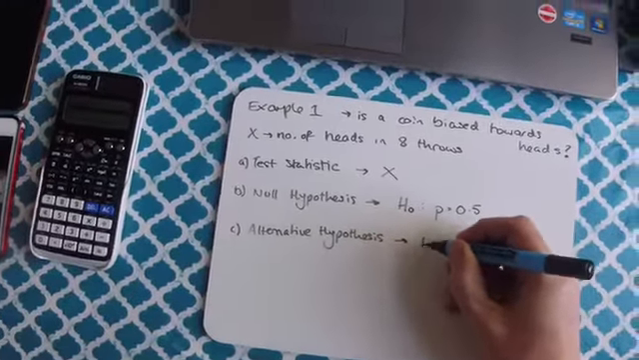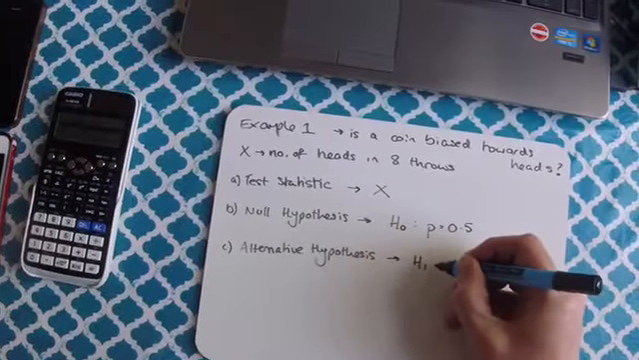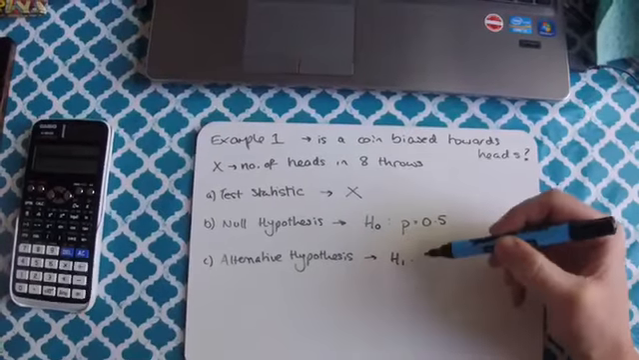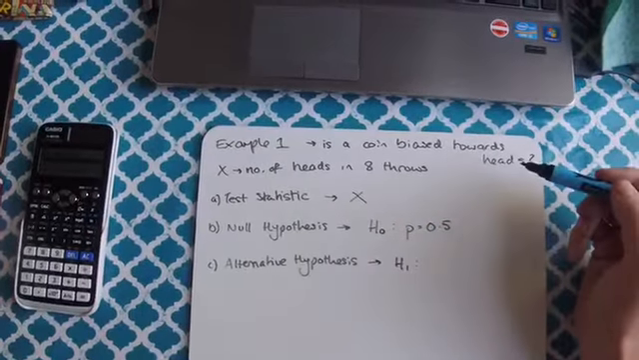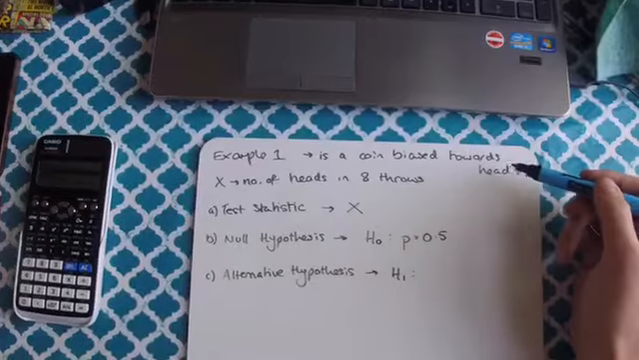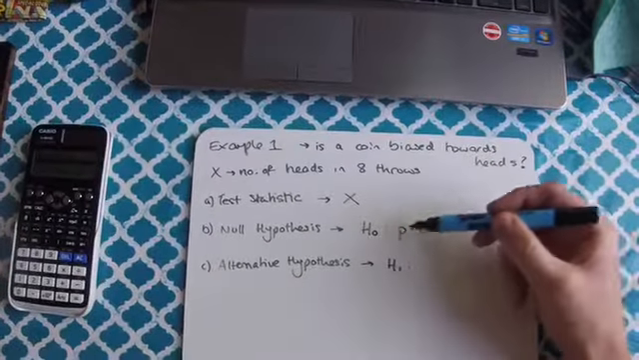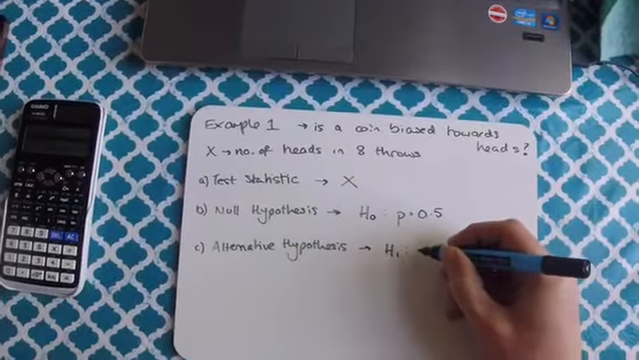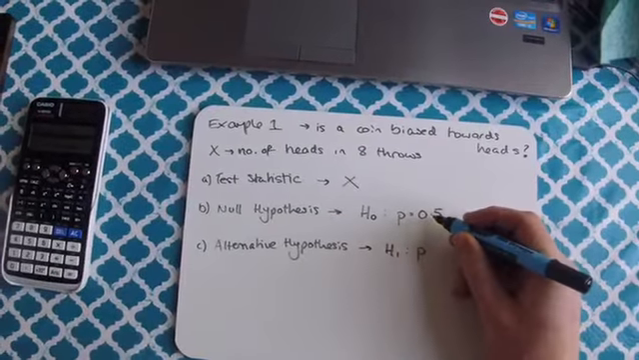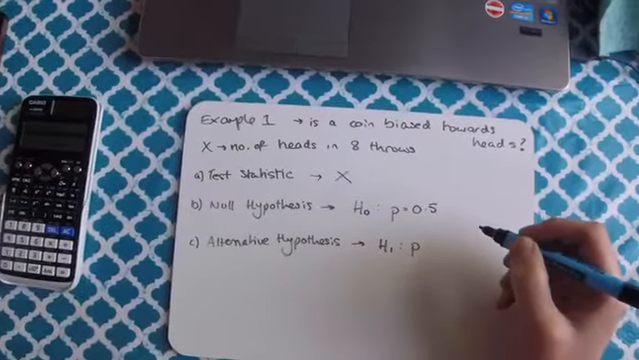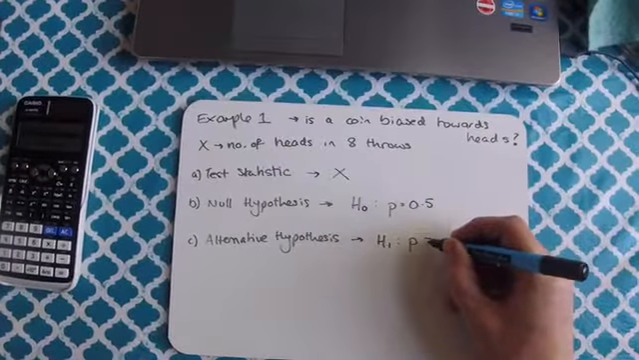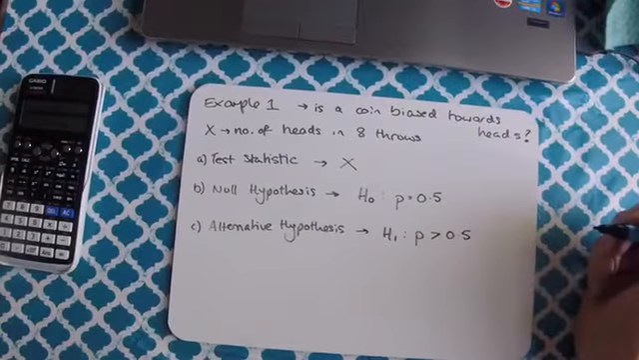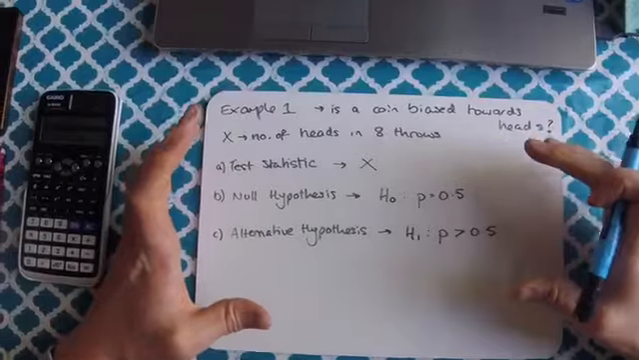Now the alternative hypothesis is based on the suggestion that somebody else has made. So this person, John, is now saying, well, actually, I think this coin could be biased towards heads. Now what would that mean here? What that means here is that I would predict that the probability wouldn't be equal to 0.5. What would it be? Well, if it's biased towards heads, I would say it's greater than 0.5. And then that is my setup.